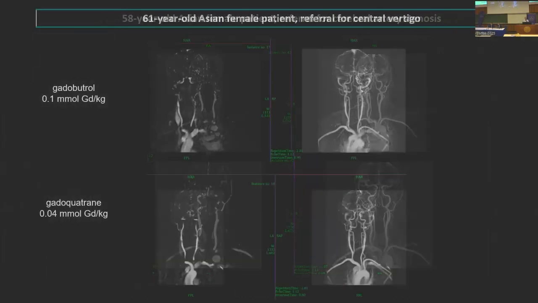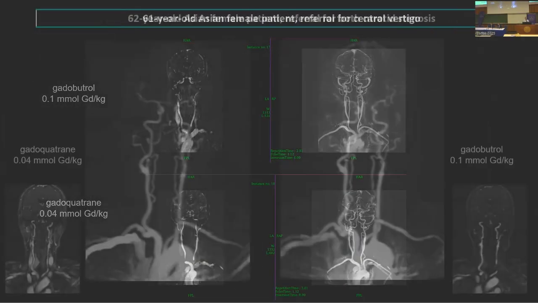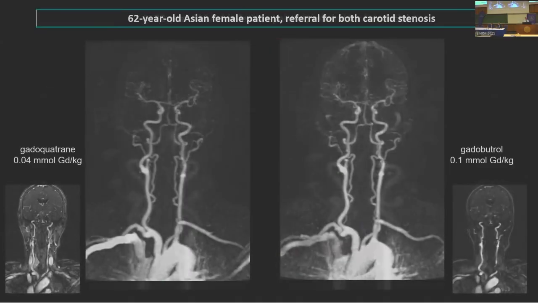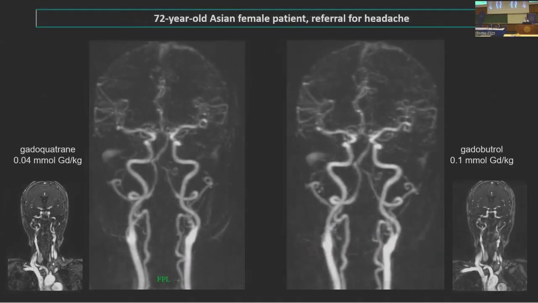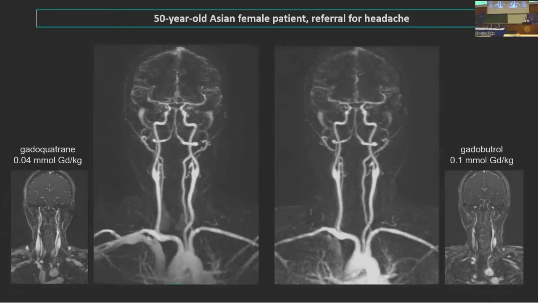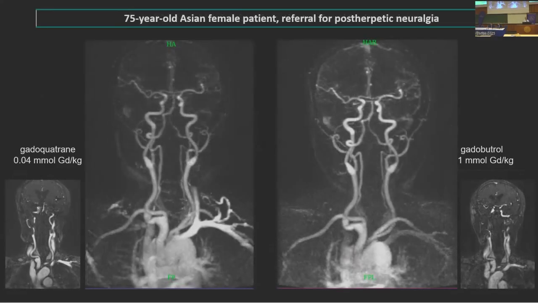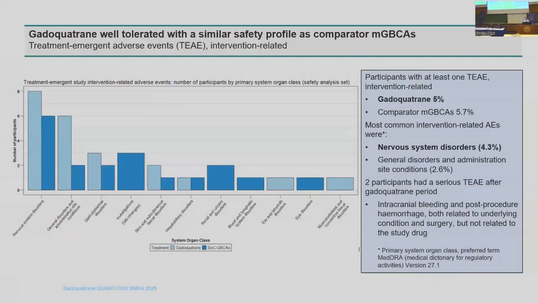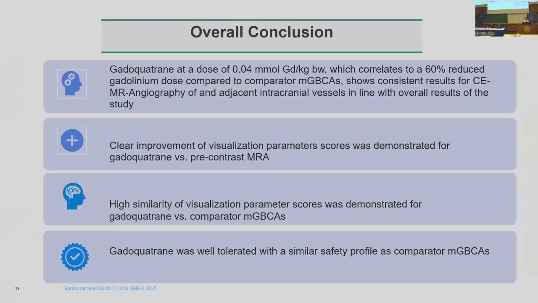And then a further selection of patients getting various contrast-enhanced MRA of the carotid and vertebral arteries. Very similar results, I think you'll all agree, for the lower dose gadoquatrane versus the standard of care agent, all getting identical parameters, all on exactly the same systems. This would mean nothing if the agent wasn't safe and didn't have a very low incidence of adverse events, very similar to the standard of care agent. So we don't see any issue there.